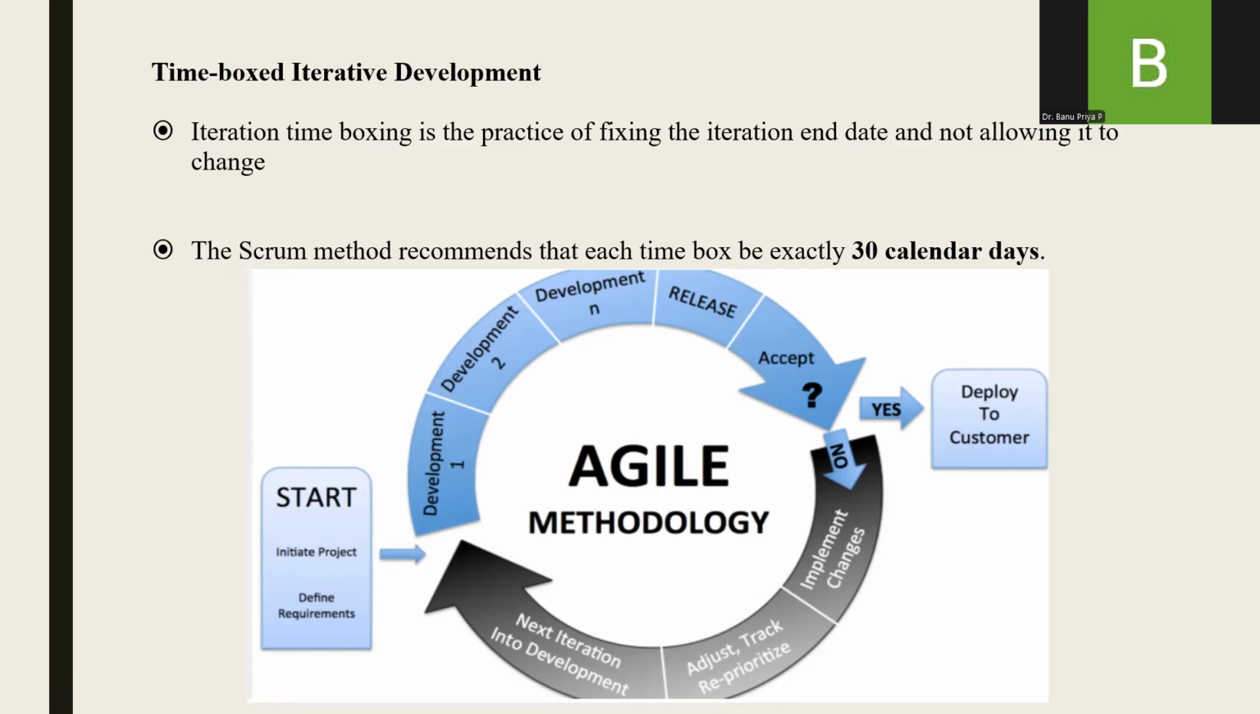That's it. So the iteration time is a time boxing technique, and it is a practice of fixing the iteration end date and not allowing it to change. Usually, the Scrum methods recommend that each time box be at most 30 calendar days.